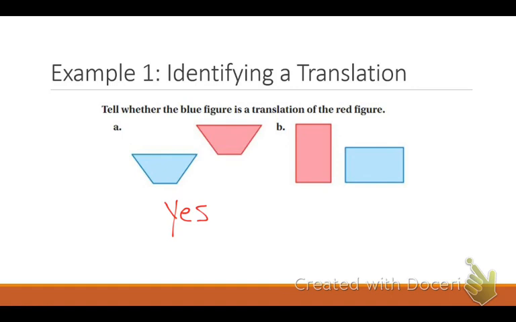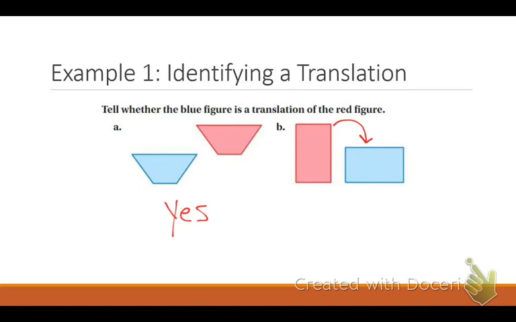All right, now let's look at B. It's a good idea to sketch these figures and then say yes or no. From red to blue, go ahead and sketch them. I want you to tell me, did it follow the rules for a translation? Did it slide but not turn, and did it stay the same size? All right. What do you think, guys?